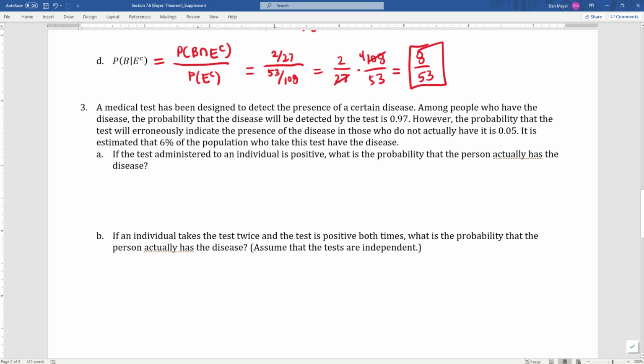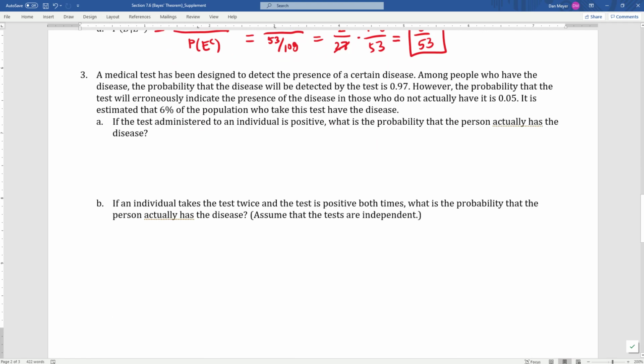On to number 3. A medical test has been designed to detect the presence of a certain disease among people who have the disease. The probability that the disease will be detected by the test is 0.97. However, the probability that the test will erroneously indicate the presence of the disease in those who do not actually have it is 0.05. It's estimated that 6% of the population who takes the test will have this disease. They're going to ask us a couple of probability questions here, and I think making some trees is the best way to deal with them.